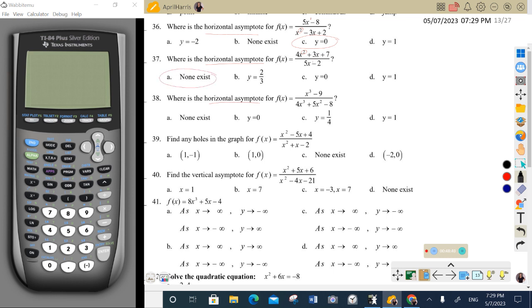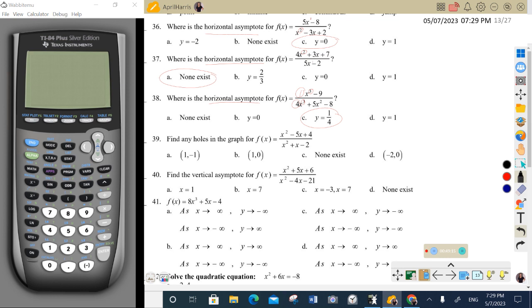38, your degree on top is 3, your degree on the bottom is 3. So if your top and bottom are the same, you do have a bottom, but you're proportional. So a proportion is a ratio, all right? So we take the ratio of the leading coefficients. In the top, we have a coefficient of 1. In the bottom, a coefficient of 4. So the ratio of the leading coefficients is 1/4.